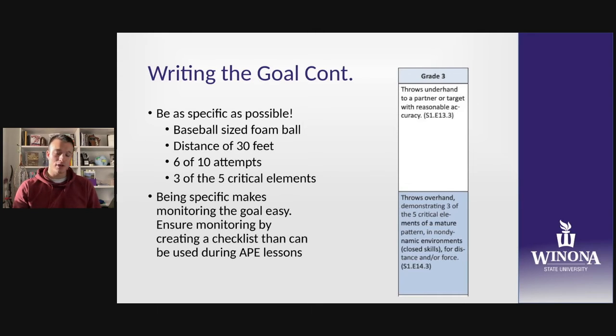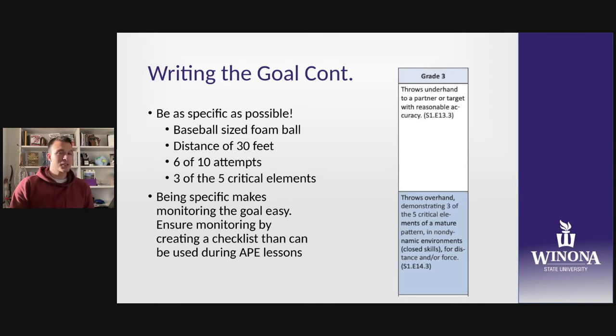The distance, if we are looking at force, personally, I might think 100-foot throw is really good, right? But for this specific student, another teacher might come in and say a 30-foot throw is really good. So you need to determine what is a successful throw for distance for that specific student and write it into the goal. On how many attempts will they demonstrate 3 of the 5 critical elements? And how many of the attempts will they hit that 30-foot distance goal? On those 6 of 10 attempts, they need to hit 30 feet of distance, and they need to demonstrate 3 of the 5 critical elements in order for it to be a success.